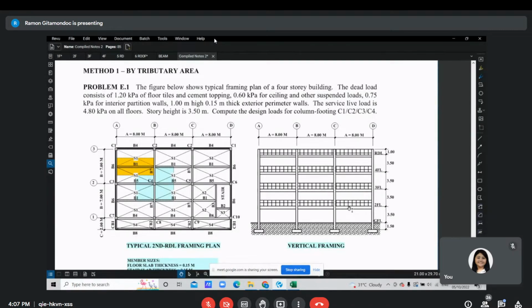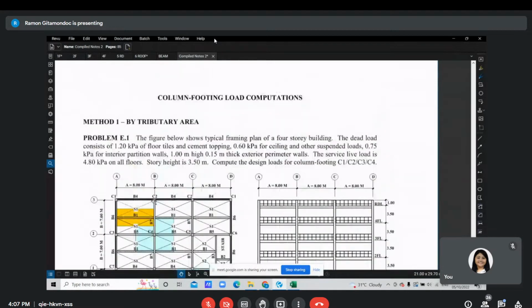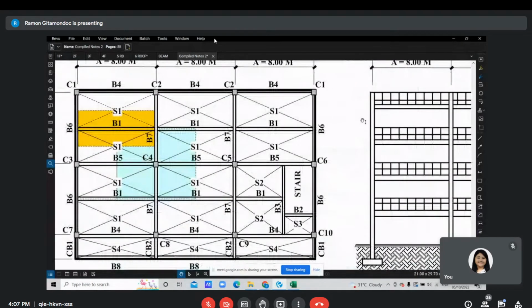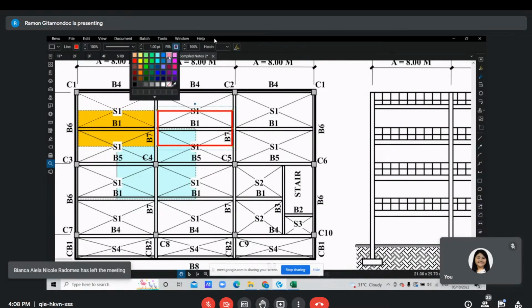So in the tributary area method, I think you are already familiar with the concept of a tributary area. So for example, if you look at beam B1 in the figure, what is its tributary area? Let's try to shade this.